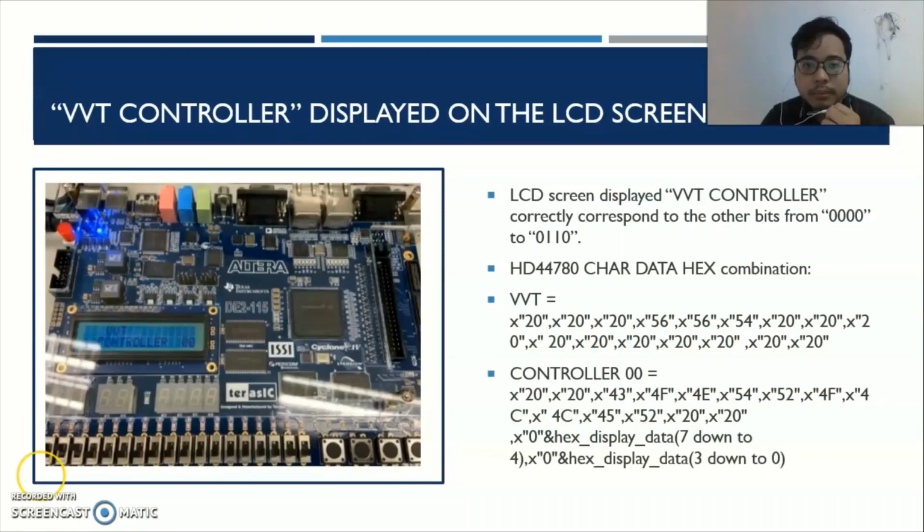line. For the last result of the lab session, the LCD screen displays VBT controller correctly, corresponding to the other bits from 000 until 0110. The combination of the words VBT is produced by this line, and controller is produced by running this line of code.